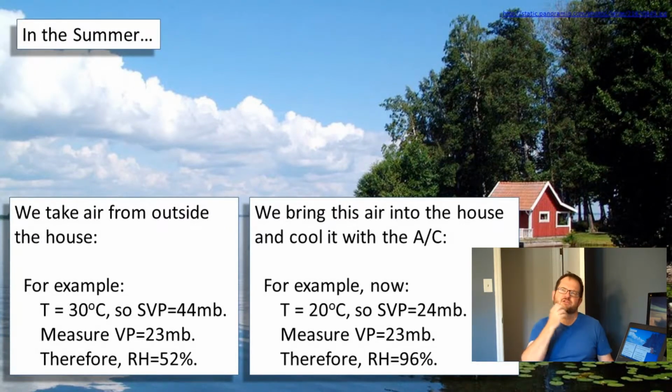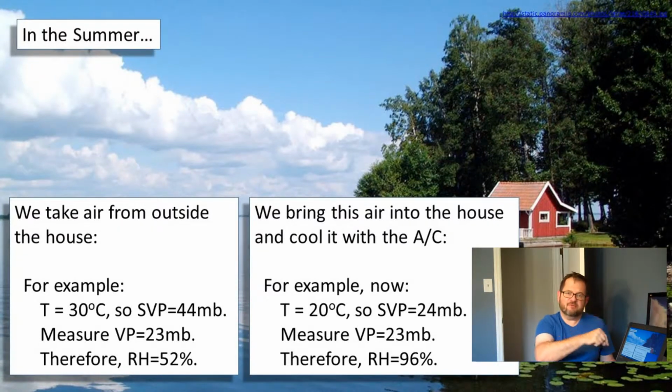All right, we'll cool it to 20 degrees Celsius. That's 68 degrees Fahrenheit, which seems like a pretty cool day in the summer in your house. Well, if we cool the air to 20 degrees Celsius to make it more comfortable in the house, the saturation vapor pressure will now be 24 millibars, by plugging it into the Clausius-Clapeyron equation or looking on the graph of the Clausius-Clapeyron equation. But we haven't done anything to change the amount of water vapor that's in the air.